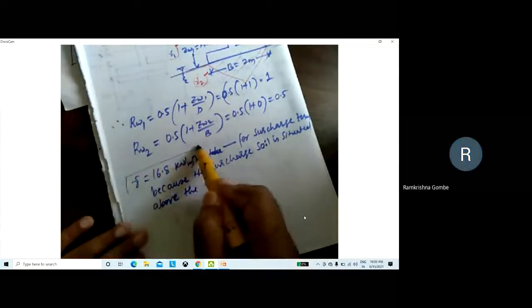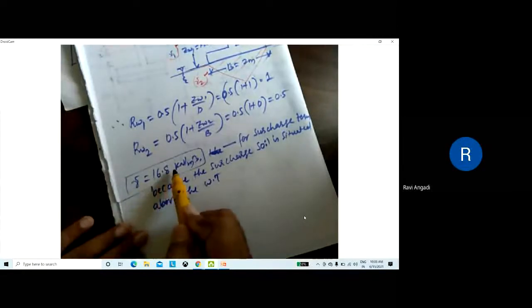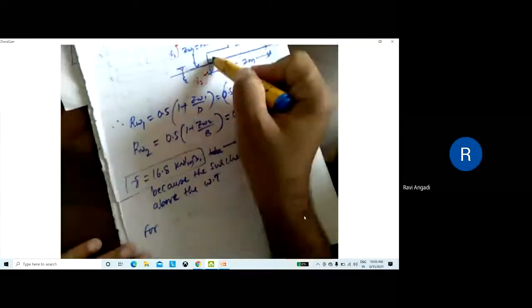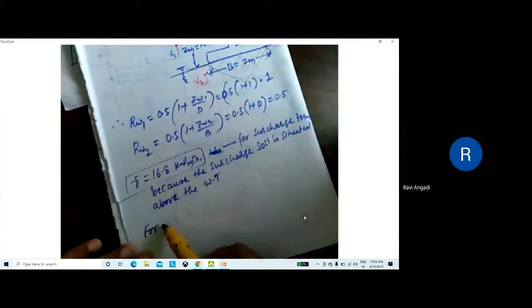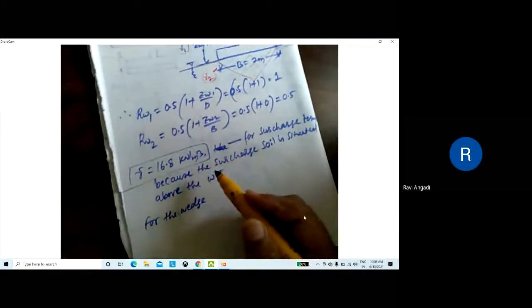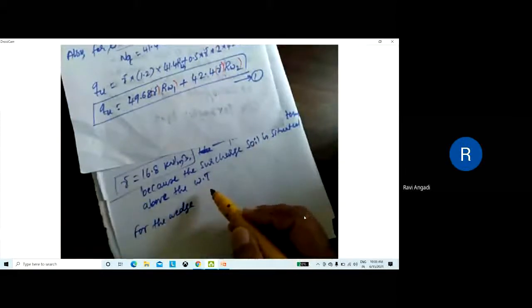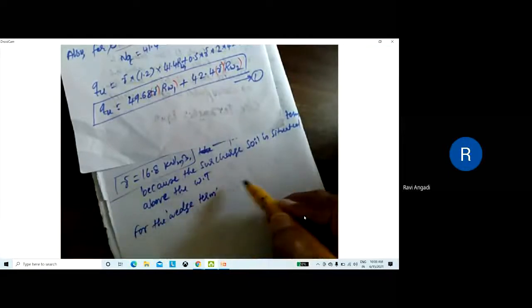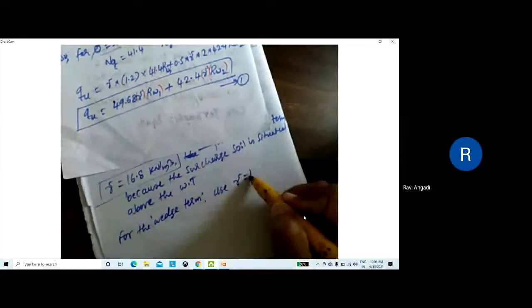Yes, sir. For the second term, the surcharge term, the gamma to be taken is 16.8. Next, for the wedge term, wedge ಅಂದ್ರೆ ಇದು failure term. ತಿಳಿತಾ? For the wedge term, meaning the third term, this is called the wedge term, use gamma equal to 19.5.